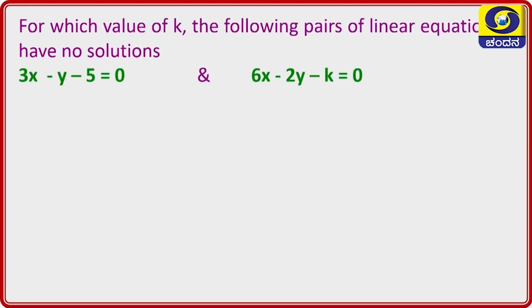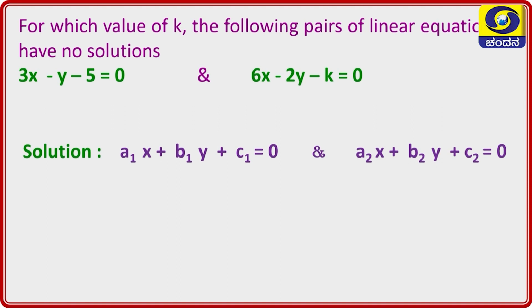So, next problem. For which value of k do the following pair of linear equations have no solutions? That is, 3x minus y minus 5 is equal to 0 and 6x minus 2y minus k is equal to 0. Solution. The standard equation is like this: a1x plus b1y plus c1 is equal to 0.